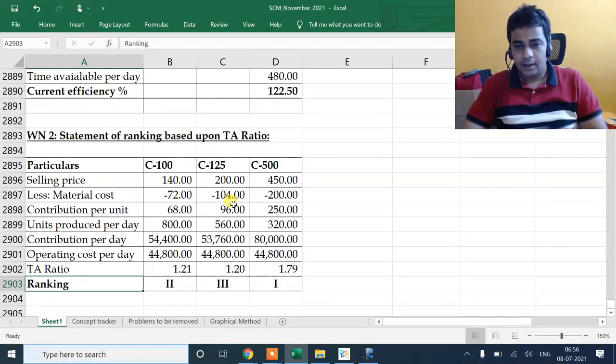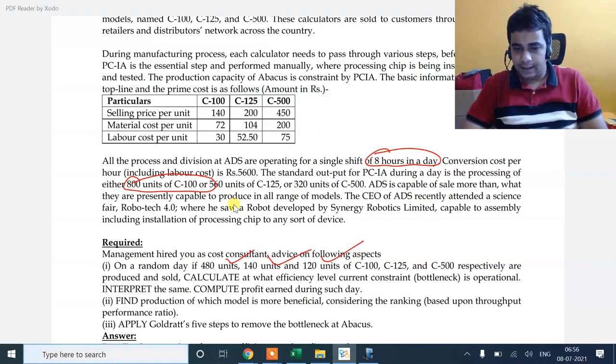Okay. Now, the theory of bottleneck has 5 steps to remove the bottleneck. The first step is to identify the bottleneck, which is very clear. The bottleneck is the PCIe process. Second step is to ensure full utilization of the bottleneck, which in fact is at 122% now. I'm not only fully utilizing, I'm expanding to a great extent.